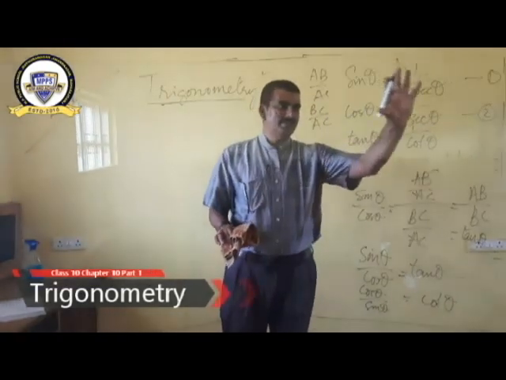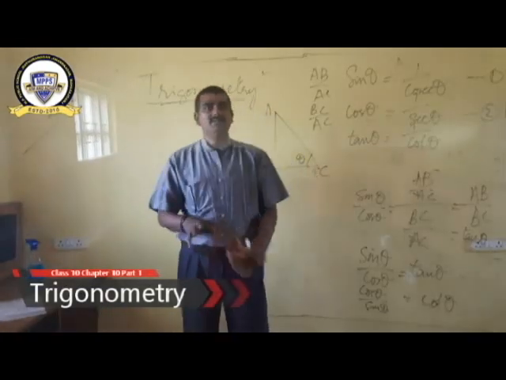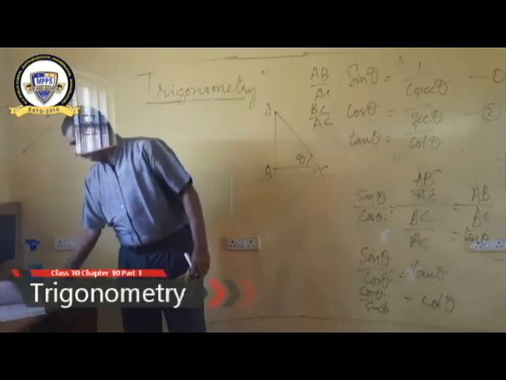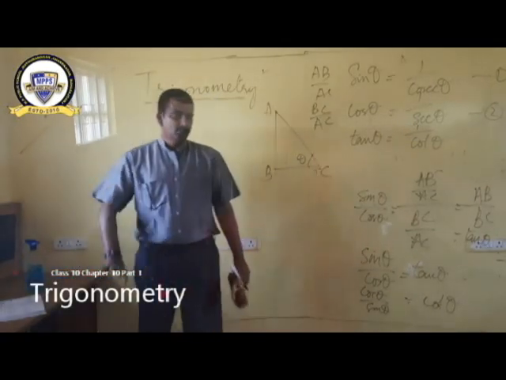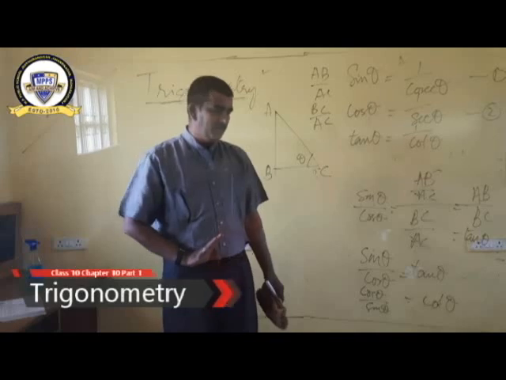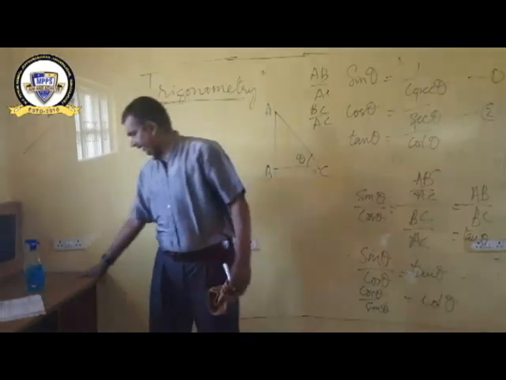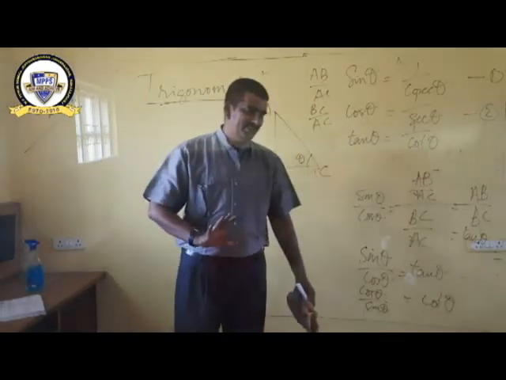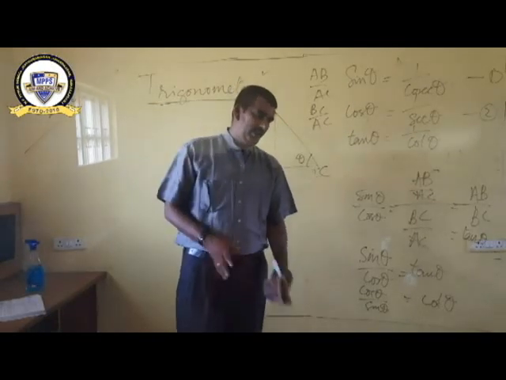Clear? So these are the ratios and identities of trigonometry. So here we have finished the first part. Then again we will study some more concepts regarding trigonometry in the next class.